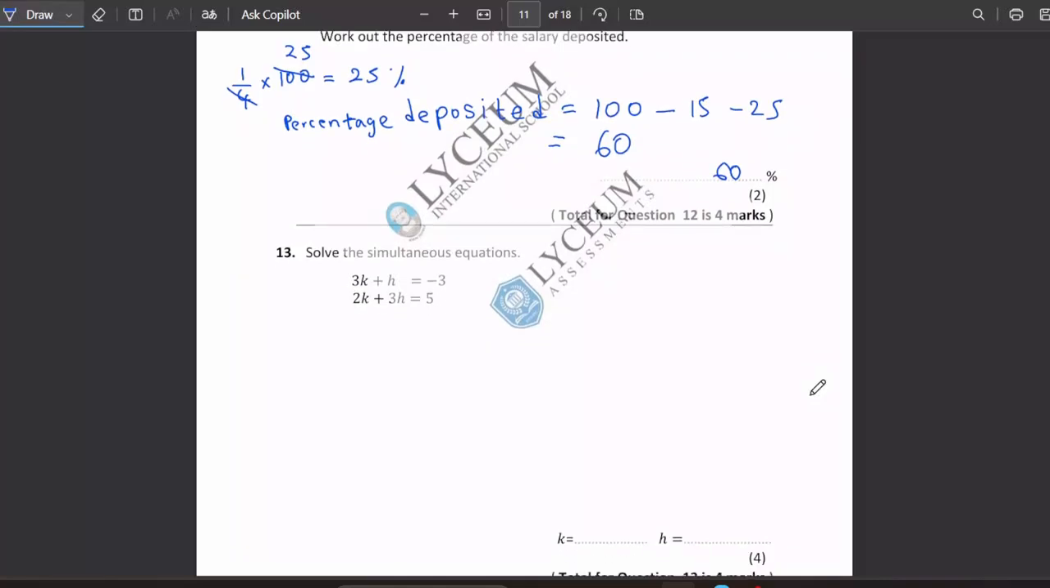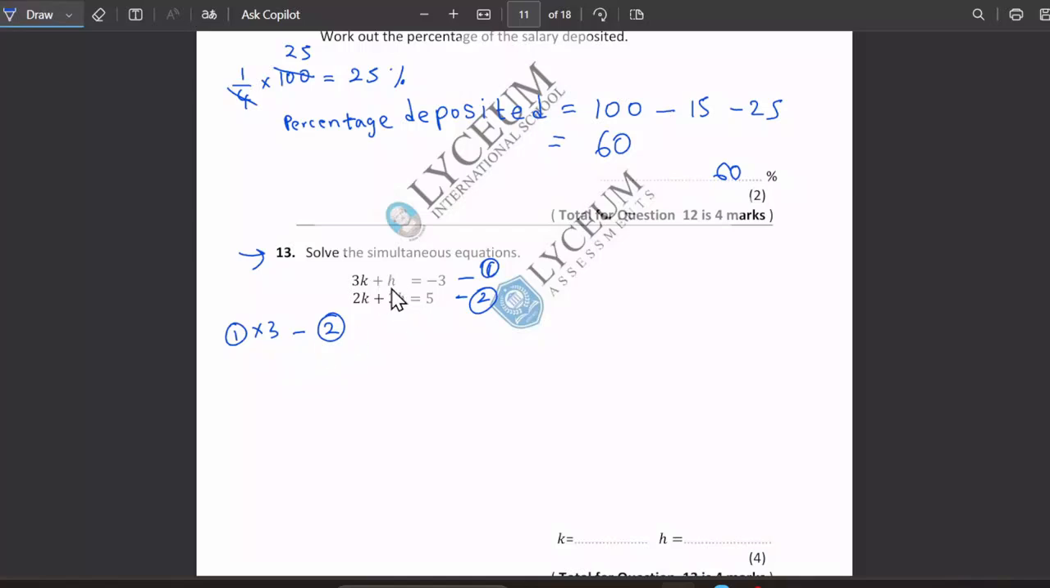Okay. In the 13th one, they have given us these simultaneous equations to solve. By looking at these, can you see any way, if we directly subtract or add 1 and 2, to solve this question? No. Then what we can do is multiply 1 by 3 and subtract 2.